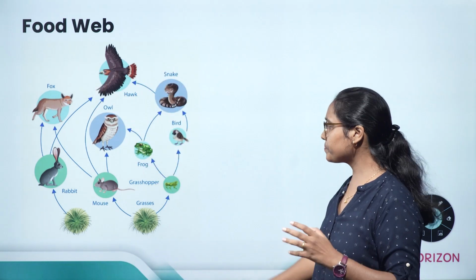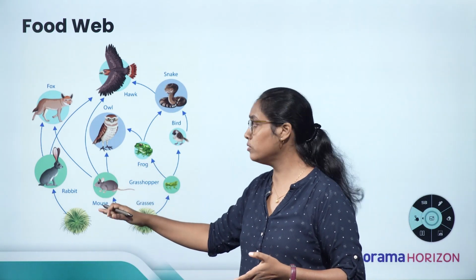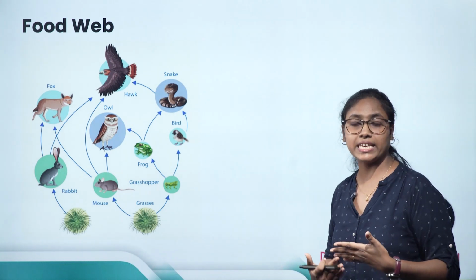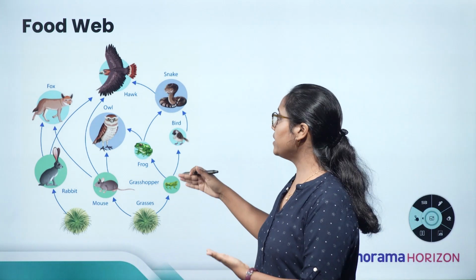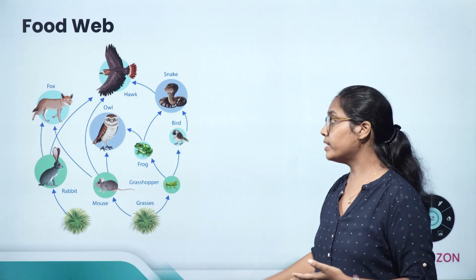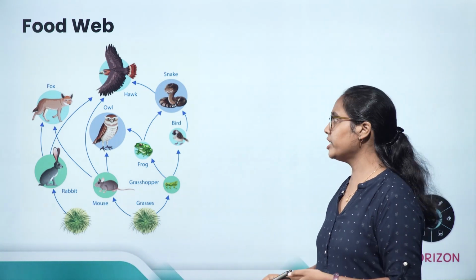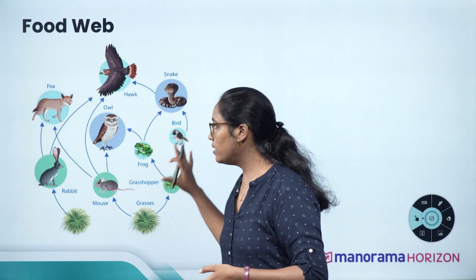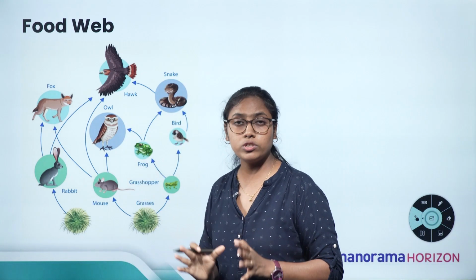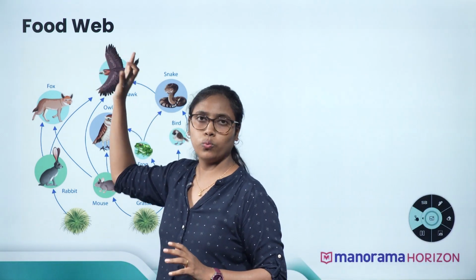You can see here, grass can be eaten by a grasshopper, it can be eaten by a mouse, or it can be eaten by a rabbit. Many other organisms, bees can also consume grass. Similarly, grasshoppers can be eaten by frog, they can be eaten by birds, they can be eaten by some other organism. So, this complex network of food chains which exists in reality is known as a food web.